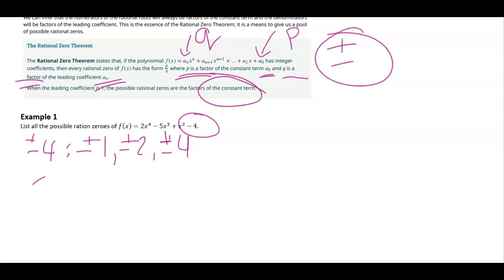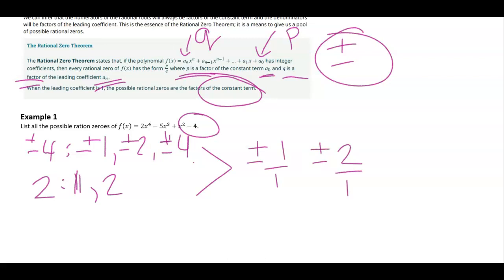All right, let's look at our leading term, 2. And I have 1 and 2 here. Therefore, I would have 6 combinations on top of 1 because I have both the positive and the negative. So I'm going to write those just as the 3 combinations. But remember, those are 6 different combinations over the 1. And then 6 different combinations over the 2.